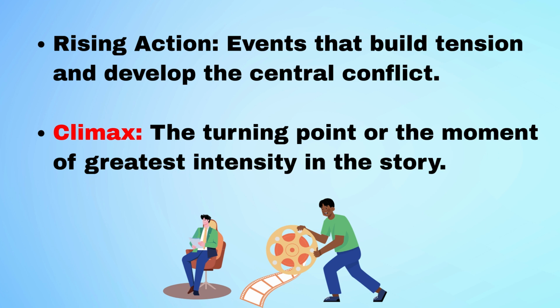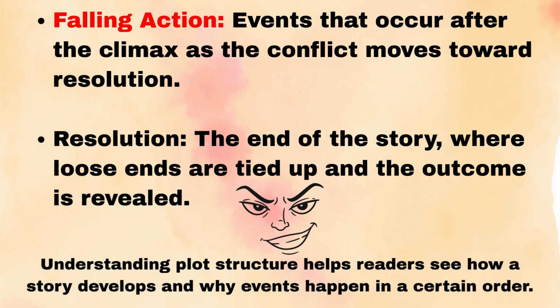Climax. The turning point or the moment of greatest intensity in the story. Falling action. Events that occur after the climax as the conflict moves toward resolution. Resolution. The end of the story where loose ends are tied up and the outcome is revealed. Understanding plot structure helps readers see how a story develops and why events happen in a certain order.